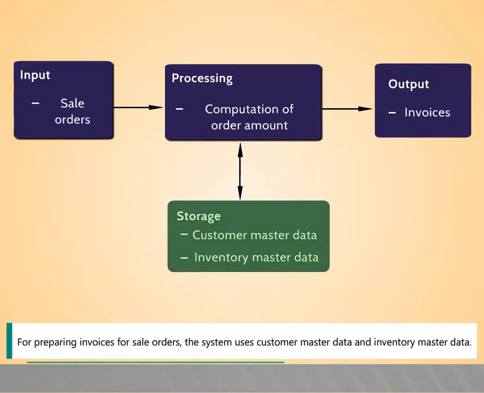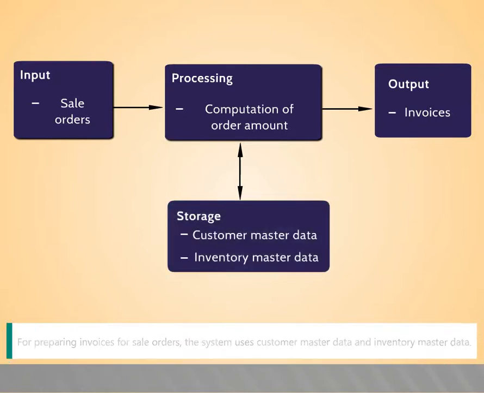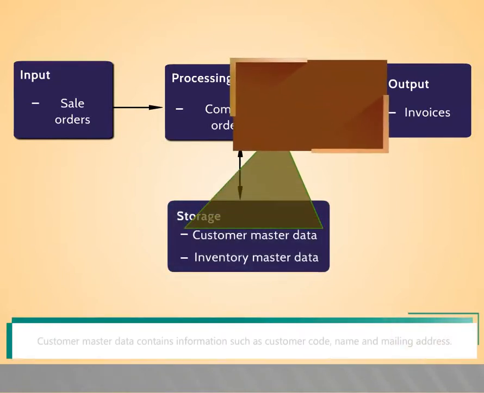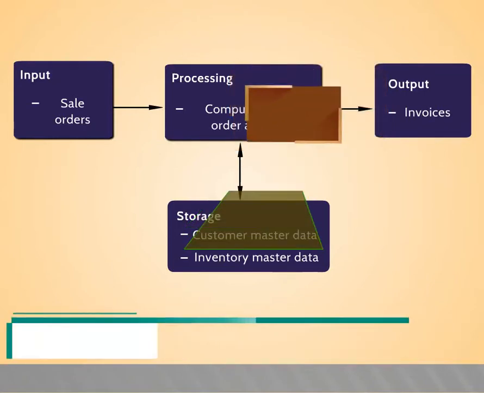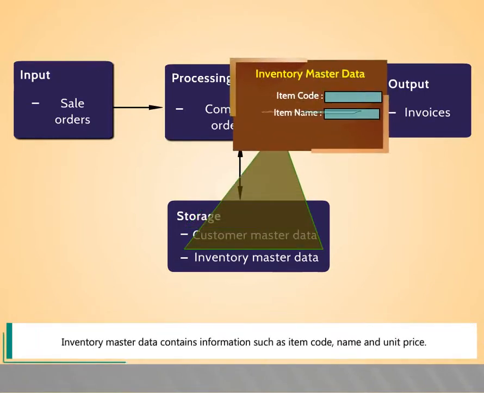For preparing invoices for sale orders, the system uses customer master data and inventory master data. Customer master data contains information such as customer code, name, and mailing address. Inventory master data contains information such as item code, name, and unit price.